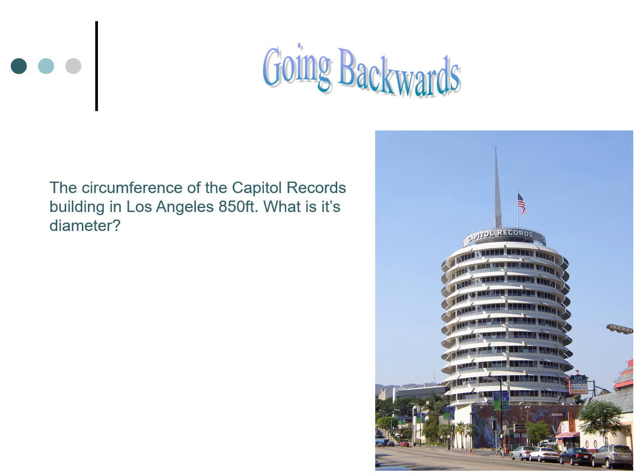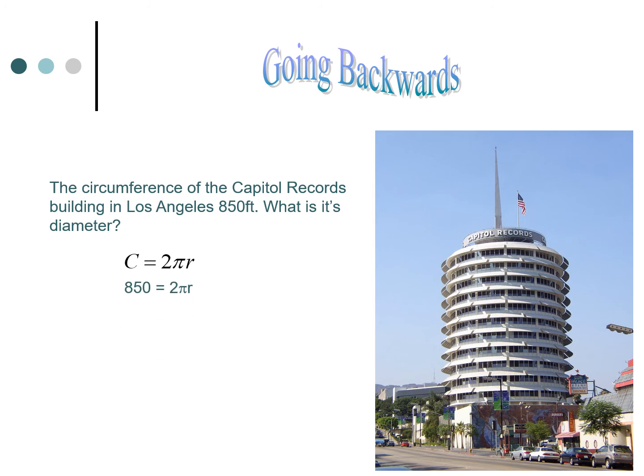Let's go backwards. Here is a picture of the Capitol Records building in Los Angeles. It has a circumference of 850 feet. You have to go backwards to find the diameter. Here's the formula for the circumference, 2 pi r. Let's plug in what we know.